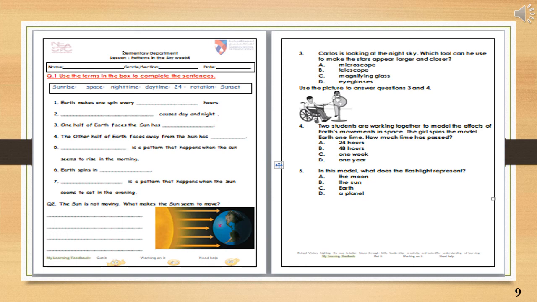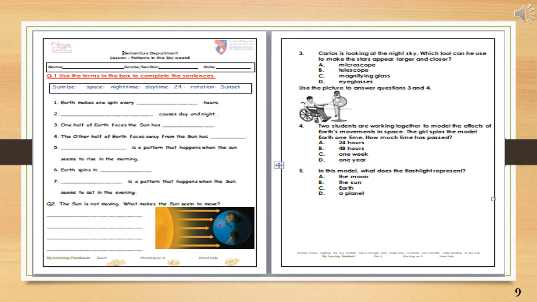Number 3, one half of Earth that faces the sun has daytime. Number 4, the other half of Earth that faces away from the sun has nighttime. Number 5, blank is a pattern that happens when the sun seems to rise in the morning. Excellent. The answer is sunrise. Sunrise is a pattern that happens when the sun seems to rise in the morning.